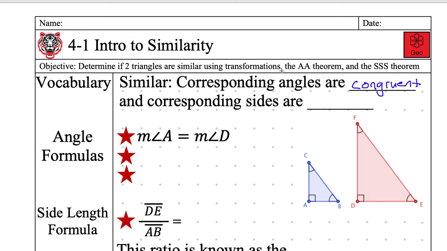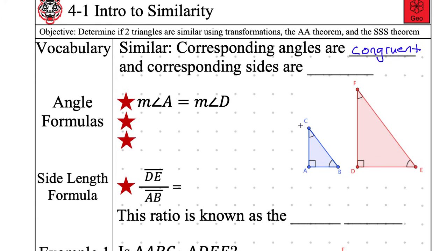I'm not going to write the word not congruent because there's still something special about the sides. Check out these sides. This side CA and this side DF, that has the same ratio as the side AB and DE. So we want to use the word proportional.